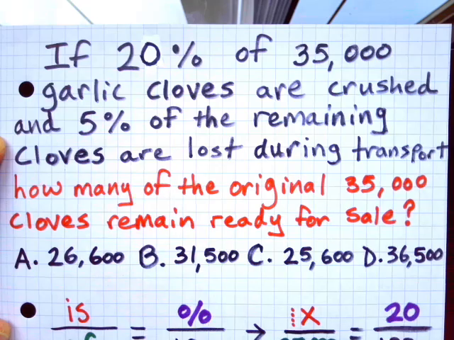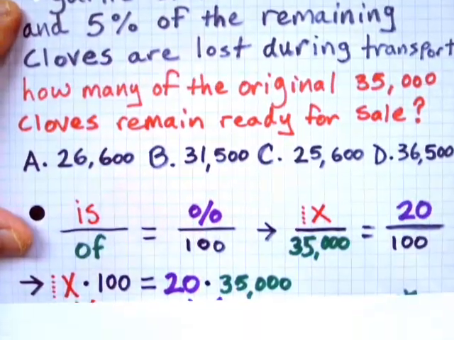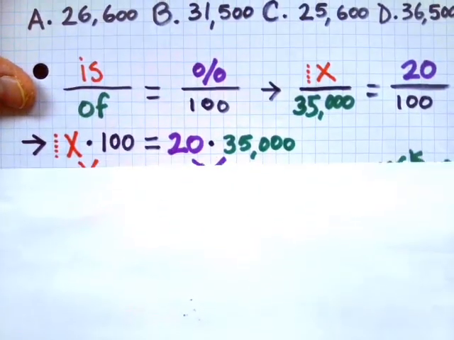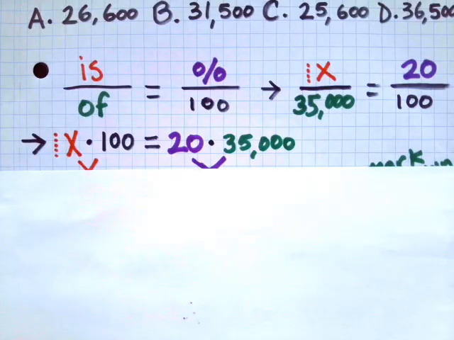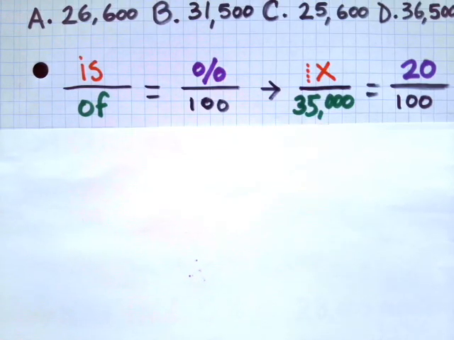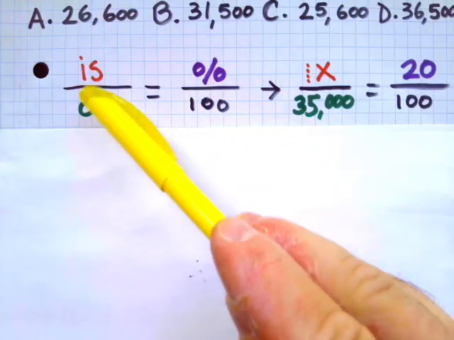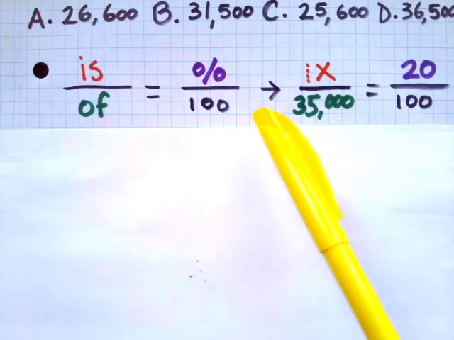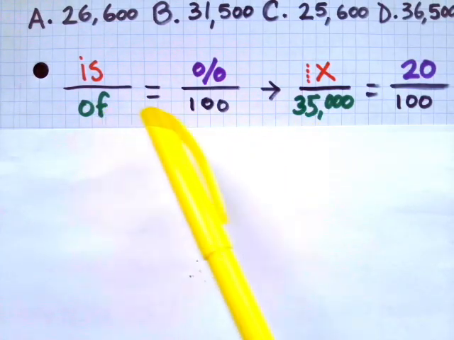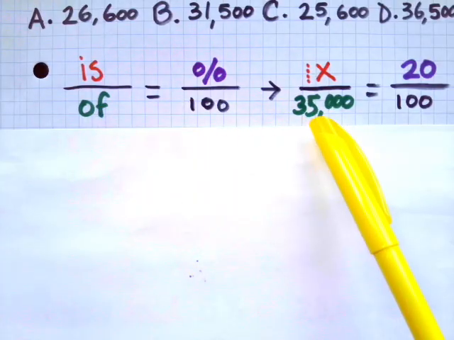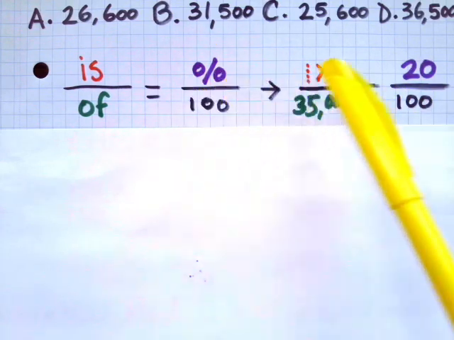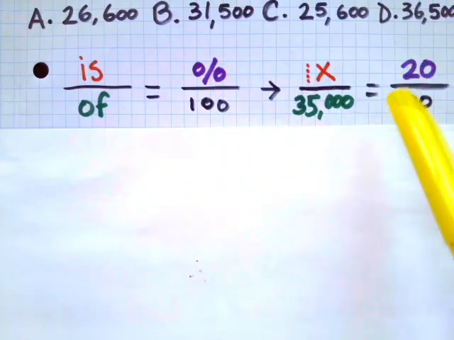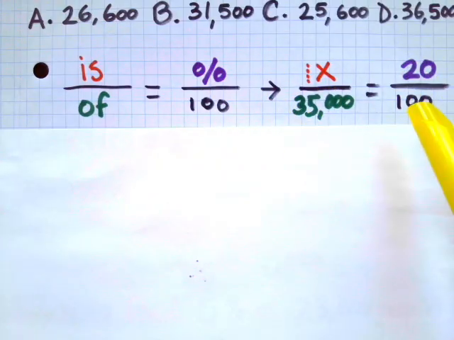Of 35,000. And that is associated with 20%. So I'm going to use my formula, and I'm going to fill in those values, and I'm going to find 20% of 35,000. So again, here's my formula, is over of equals percent over 100. The of in the question was 35,000, so I'm going to substitute 35,000 where the of is. The percent was 20% of 35,000, so where you see the percentage in the formula, I'm going to put that 20% up here, and the percent is always over 100.